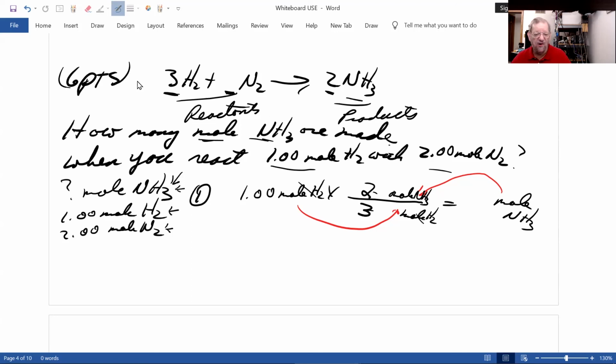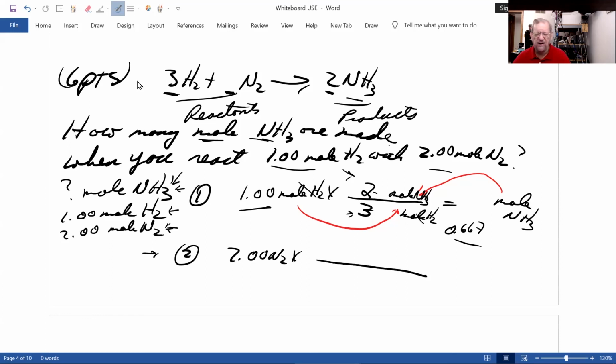And notice 3 significant figures, exact numbers. If I do the math, I get 0.667 moles of ammonia made. Dr. White can do these things in his head sometimes. Now, we have 2 reactants, so we have to do 2 equations. Again, go moles of, in this case, the reactant nitrogen, to moles of our product, ammonia.